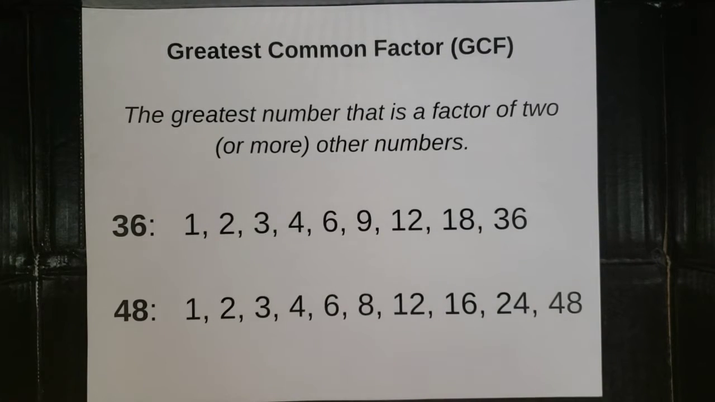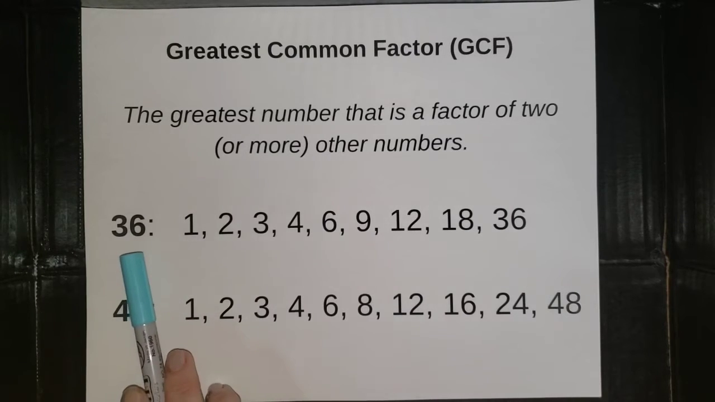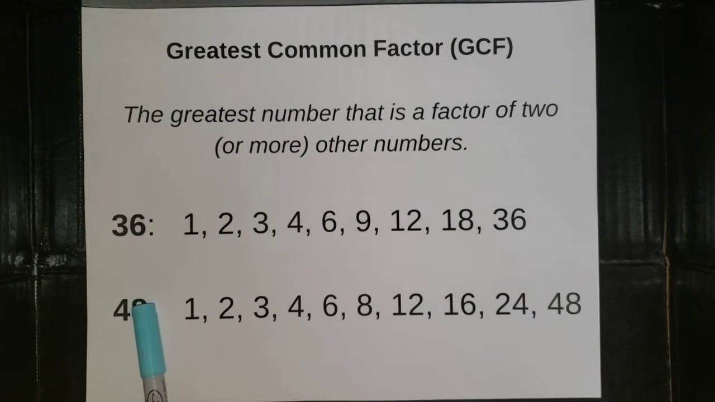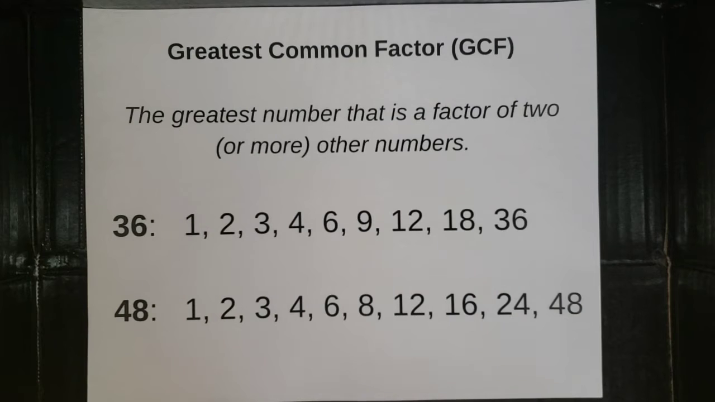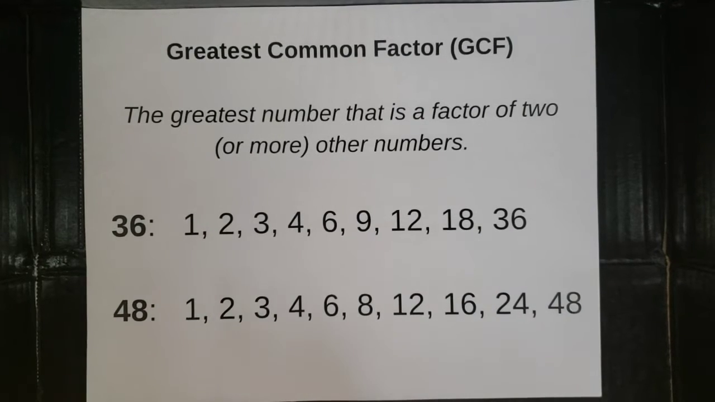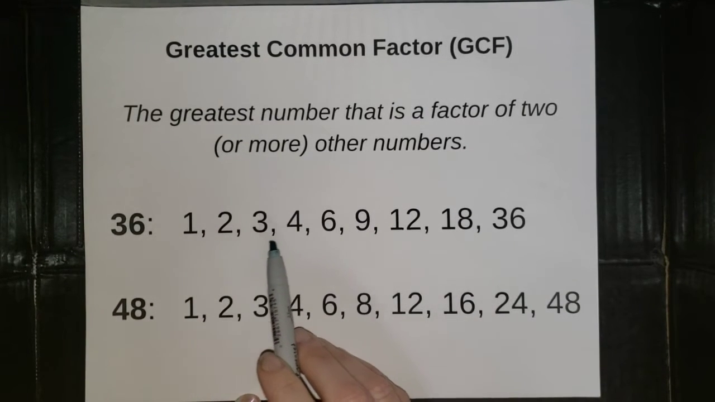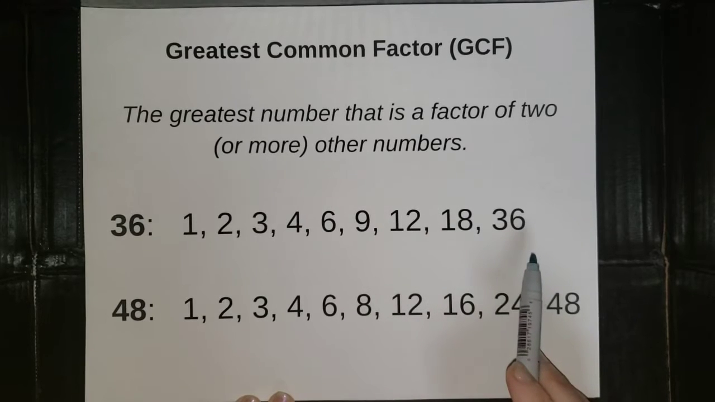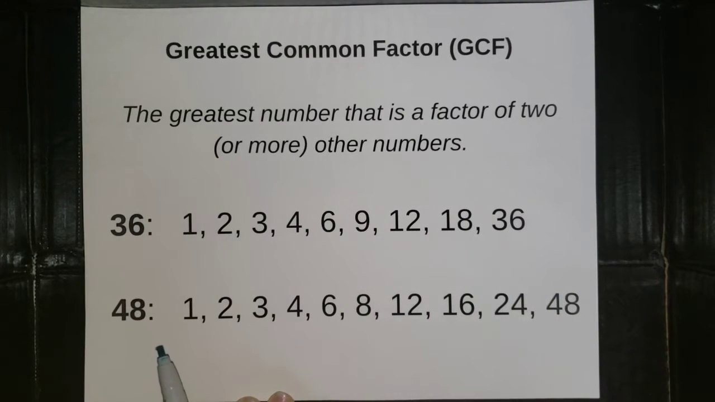The greatest common factor is the greatest number that is a factor of 2 or more other numbers. I'm going to demonstrate this through the numbers 36 and 48. Here we have listed all of the factors of 36. And here are all of the factors of 48.